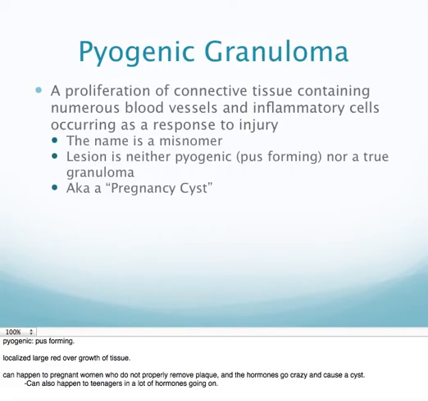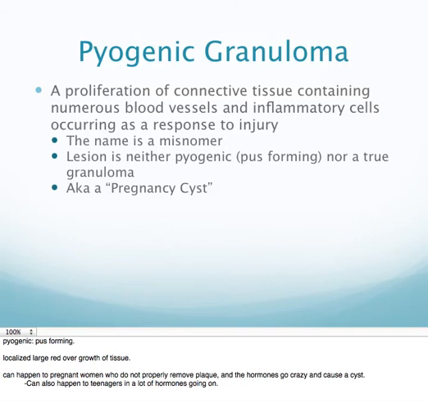Pyogenic granuloma. So this is a proliferation of connective tissue containing numerous blood vessels and inflammatory cells, occurring as a response to injury. Now, when we talked about thinking of the names of the lesions to help you out, this one is not going to help you out because it's the opposite. So, pyogenic, it's not pus forming, and granuloma, this lesion is not a true granuloma. This is known as the pregnancy tumor that we talked about in class.